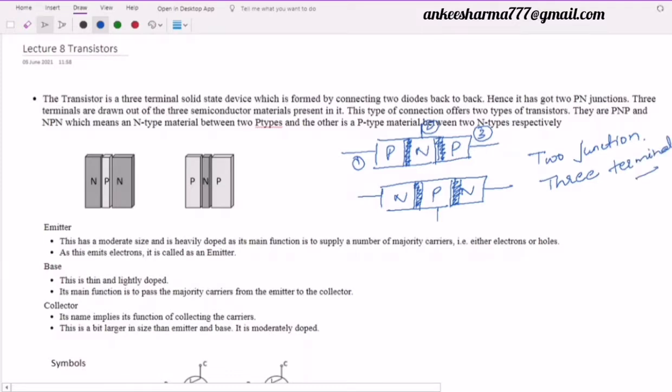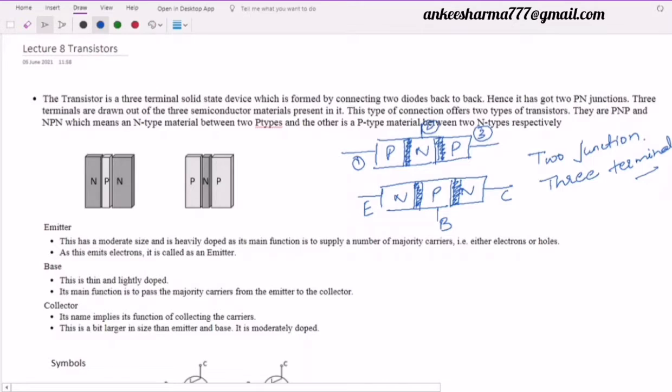Now, what are these three terminals? These three terminals are named emitter, base, and collector. Now, there is a difference between all these three. If I say this is my emitter, the sandwiched terminal in between these two is called the base, and the right side one is the collector. Now, there is a difference between these three.